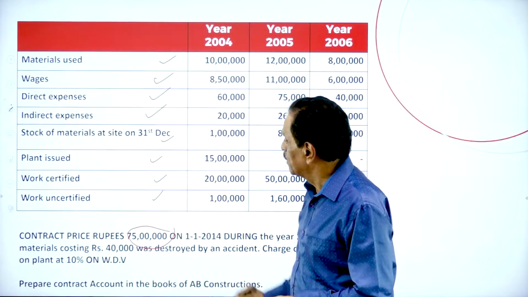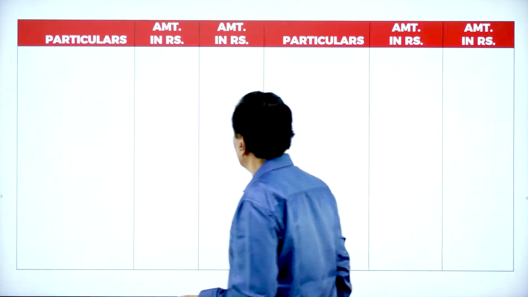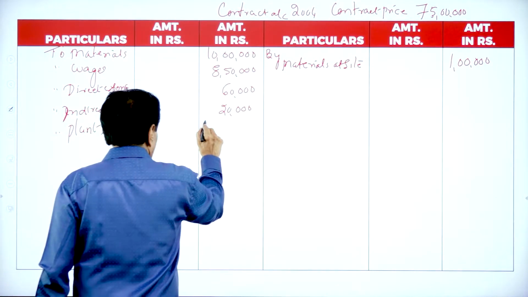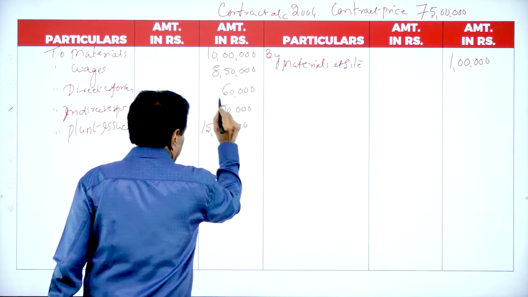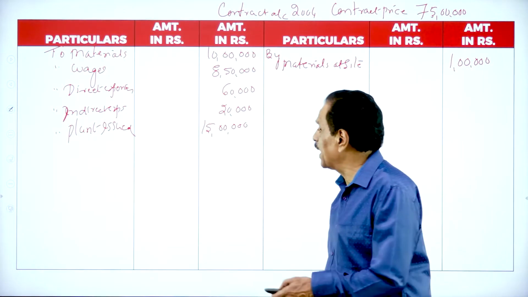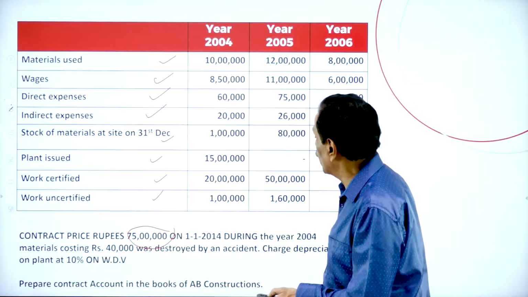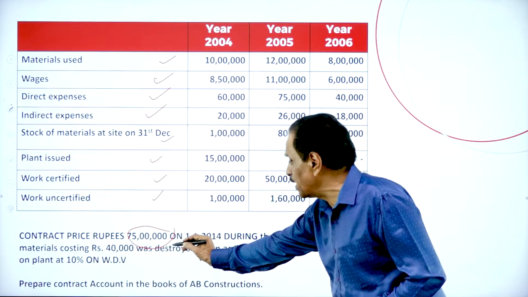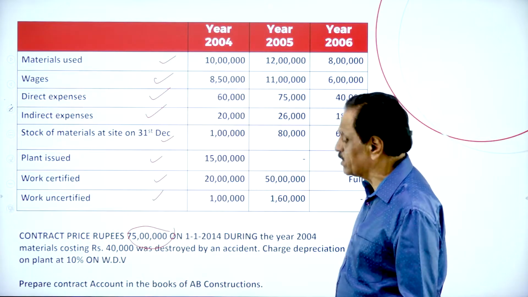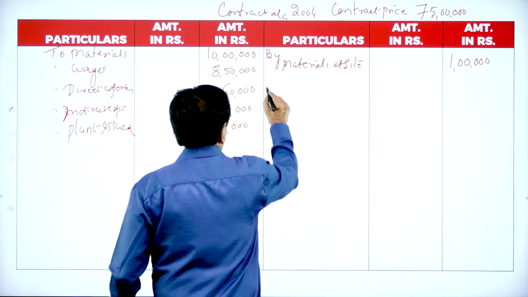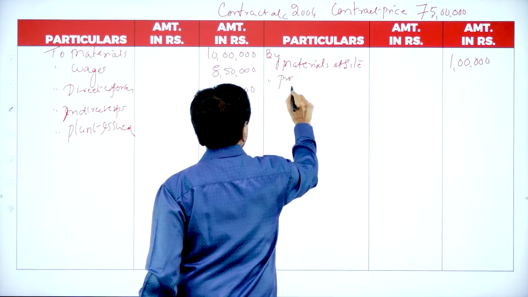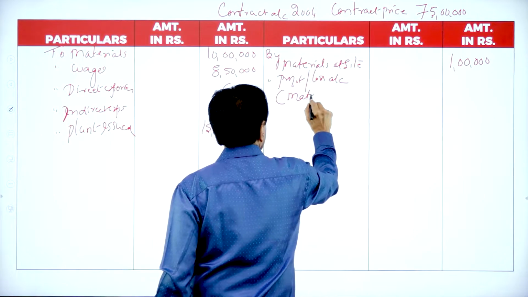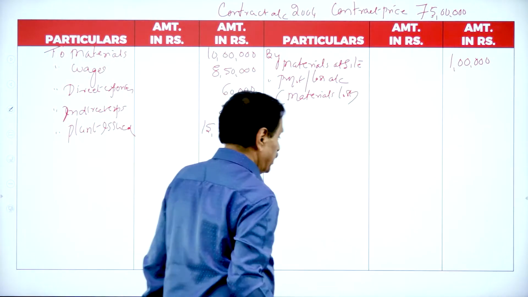Then plant issued, debit side, 15 lakh. Plant issued is 15 lakh. What is next one? Work certified, work certified is 20 lakh, 1 lakh. There was a material costing 40,000 was destroyed. By profit and loss, materials lost 40,000.